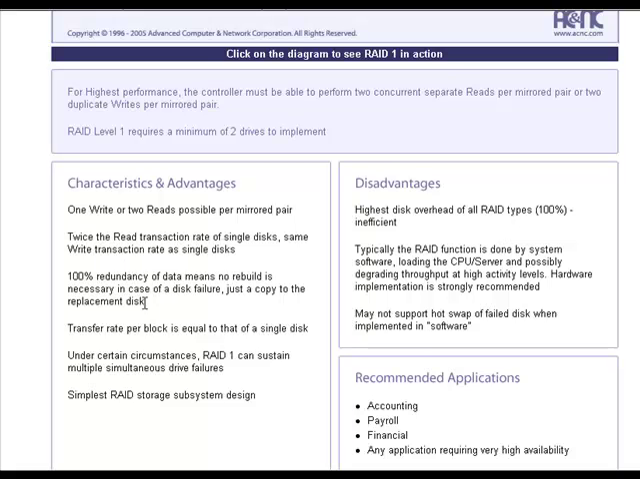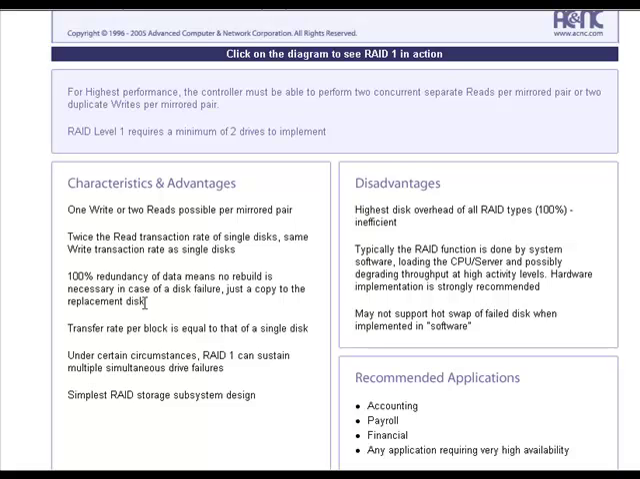100% redundancy of the data, which means that if one of the drives fails, then we have a complete copy kept all the time of all the data that we have saved. Transfer rate per block is equal to that of a single disk. RAID 1 can, under certain circumstances, sustain multiple simultaneous drive failures. It's the simplest RAID subsystem.